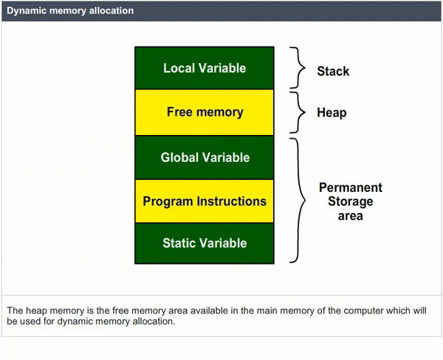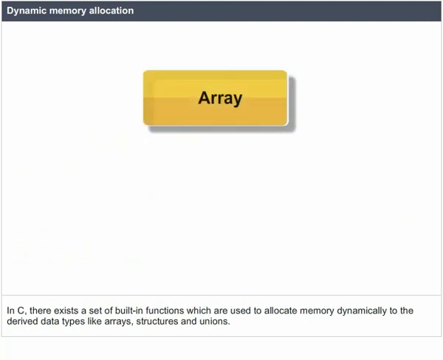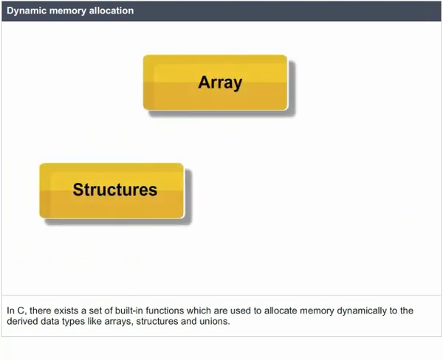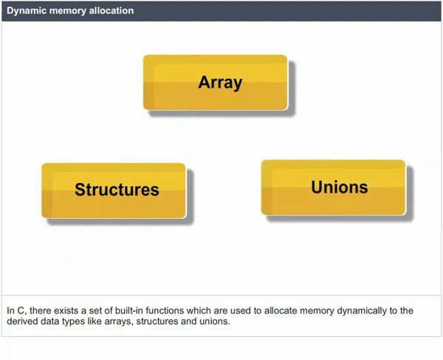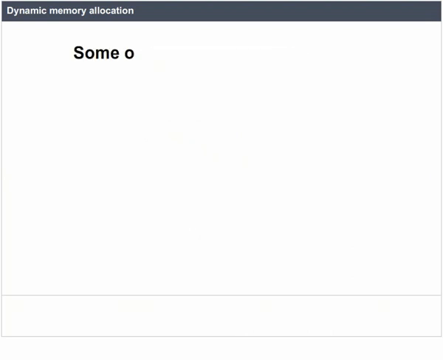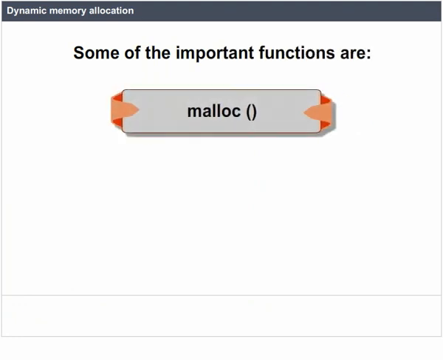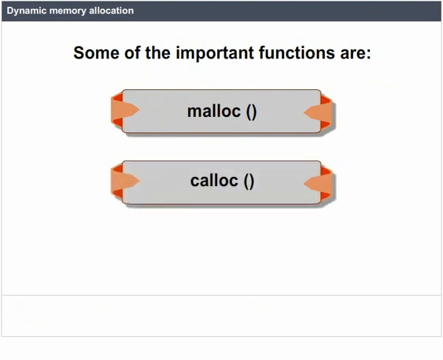In C, there exists a set of built-in functions which is used to allocate memory dynamically to the derived data types like arrays, structures, and unions. Some of the important functions are 1. malloc(), 2. calloc(), C-A-L-L-O-C, and 3. free().